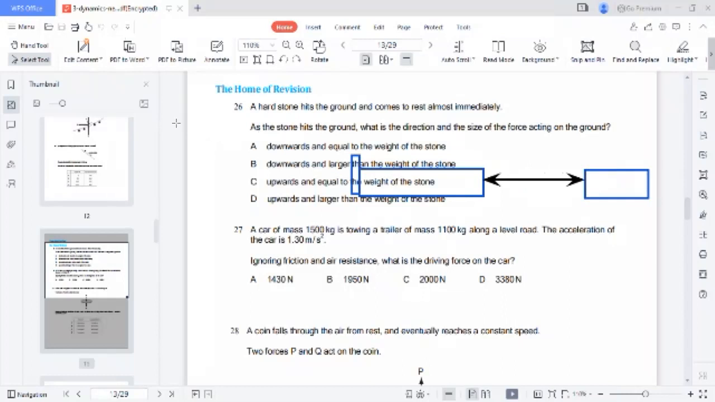The acceleration of the car is 1.3 meters per second squared. Ignoring friction and air resistance, what is the driving force on the car? There is no friction, there is nothing else. Right now, when these two are connected, both the masses would be considered.